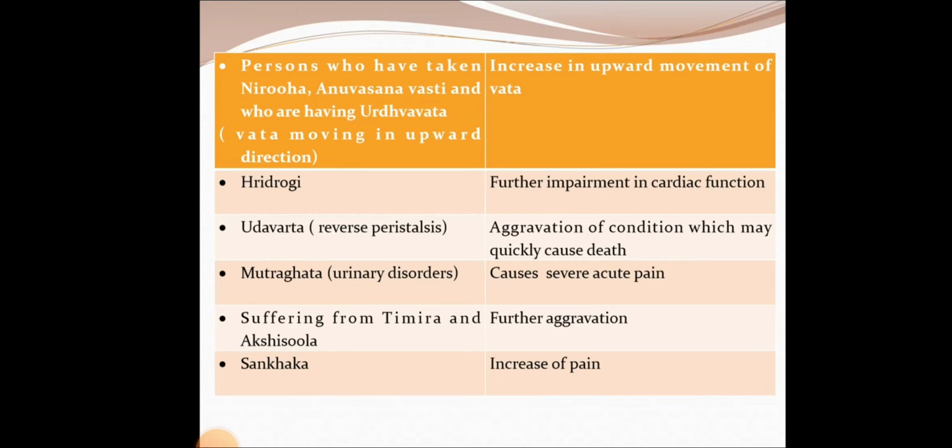Next is Udavarta or reverse peristalsis. Aggravation of condition which may quickly cause death. Next is Mutraghata. It causes severe acute pain if we do Vamana to that person. Next, those suffering from Timira and Akshishula, further aggravation of that disease occurs. In Shankhaka, you can imagine a person with Shankhaka, if we do Vamana, what happens? The increase of pain will be more severe.